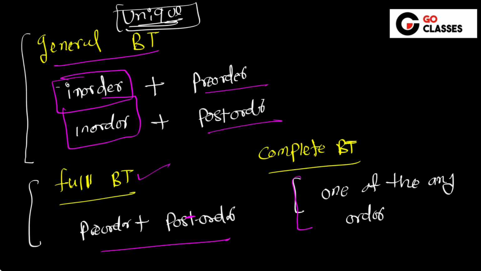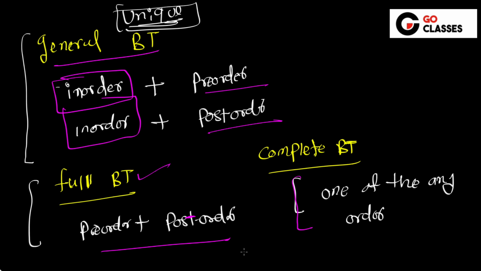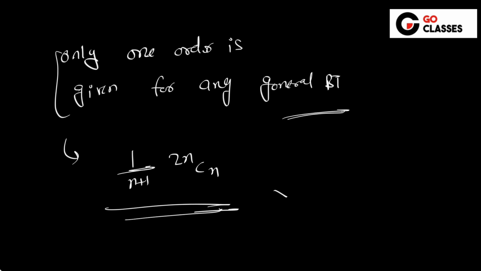If only, let's suppose, I'm not talking about the uniqueness, if only one order is given, and if it is a general binary tree, right? For any general binary tree, then you have, I think, the Catalan number formula, which is 1 upon n plus 1. You have these many, I mean, you do not need to actually remember this formula. You have these many binary trees, right, for a general binary tree. So anyway, this slide is not important, so let's not worry about it.